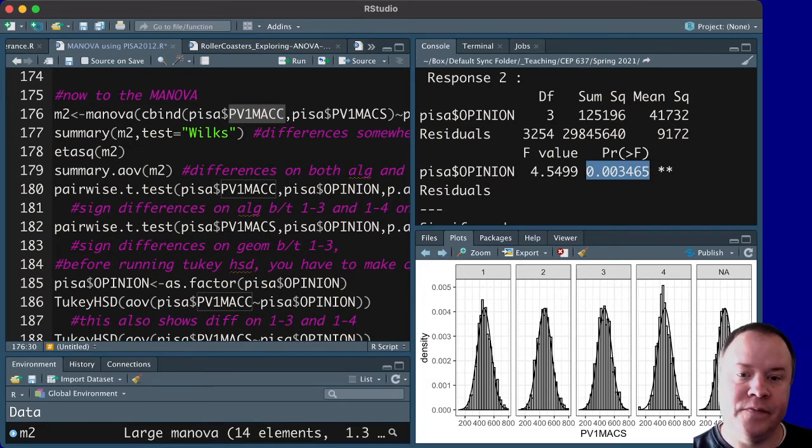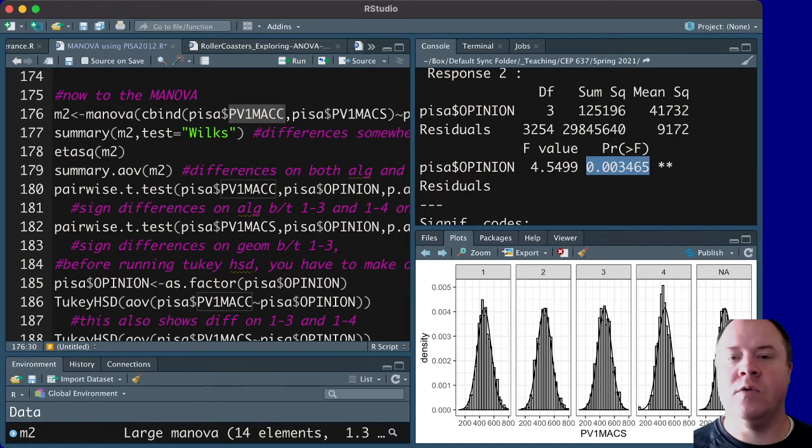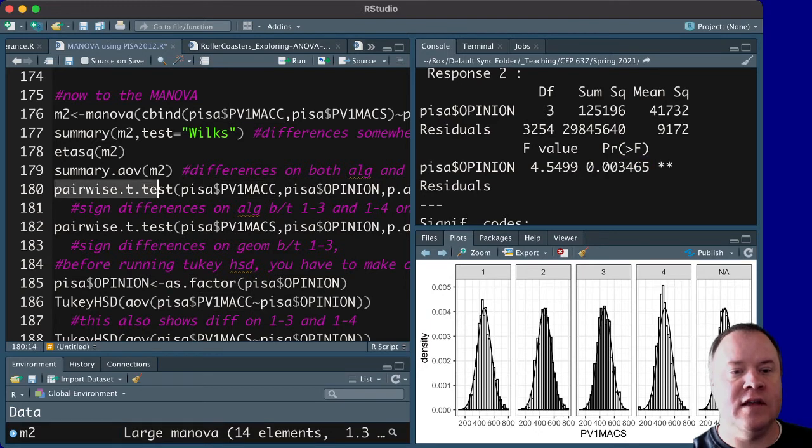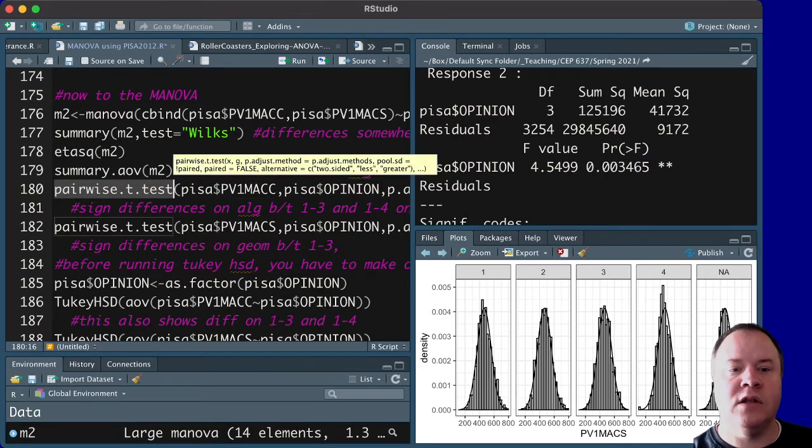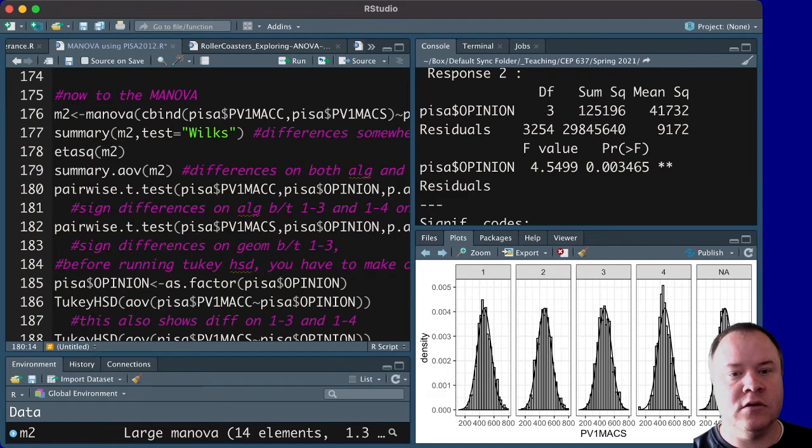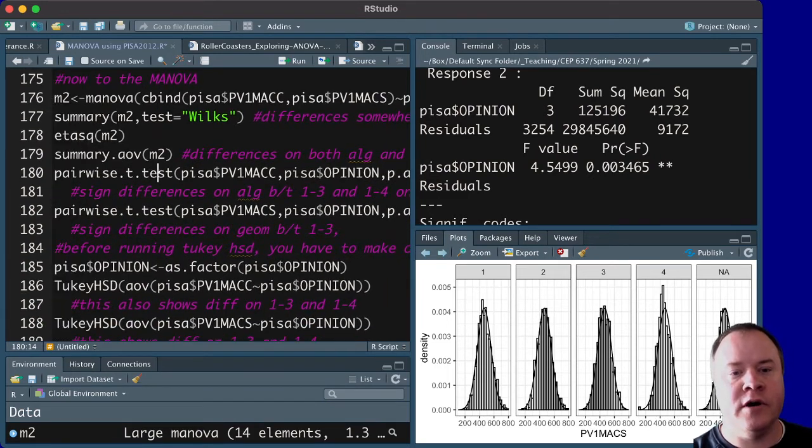And that still leaves us wondering, well, is it only differences between those who had opportunities all the time and those who never did? Or is there something more nuanced? And so that's where we can run some pairwise t-tests. So this is a base function in R, pairwise.t.test. And we have to run these manually, so to speak. So we have to run one for algebra and a separate one for geometry.